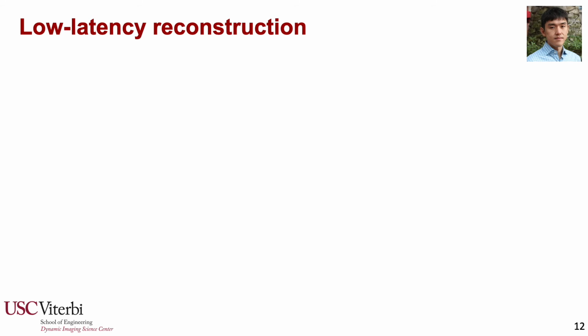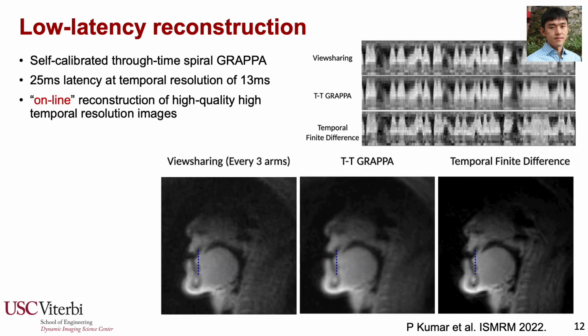So in this work, led by Prakash Kumar, we have implemented a self-calibrated through-time spiral GRAPPA to achieve real-time image reconstruction. With a naive implementation of this algorithm, we have achieved 25 latency at a temporal resolution of 30 milliseconds. We believe that with optimized image reconstruction algorithms and computational power, we will be able to achieve online reconstruction of such high-quality and high-temporal-resolution images.